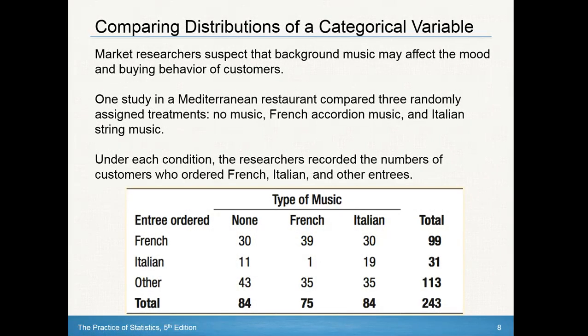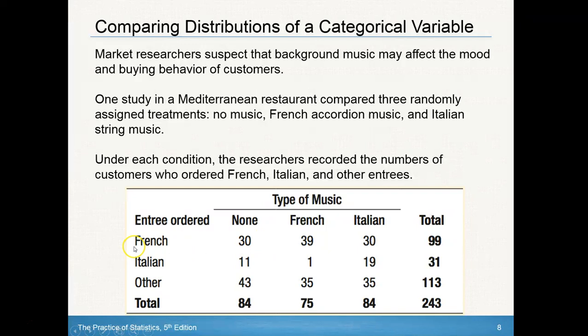Let's take a look at this first example. Market researchers suspect that background music may affect the mood and buying behaviors of customers. One study in a Mediterranean restaurant compared 3 randomly assigned treatments: no music, French accordion music, and Italian string music. Under each condition, the researchers recorded the number of customers who ordered French, Italian, and other entrees. So notice these are counts, okay?